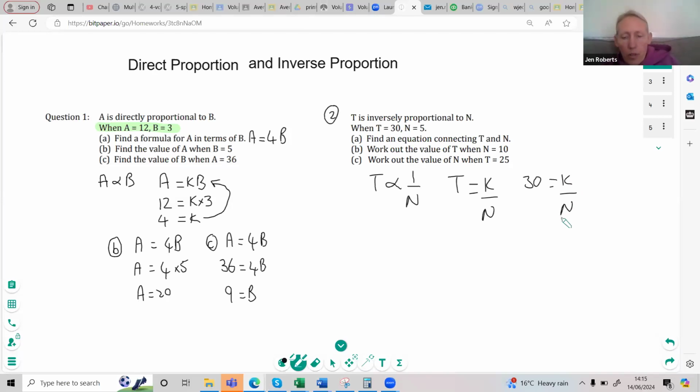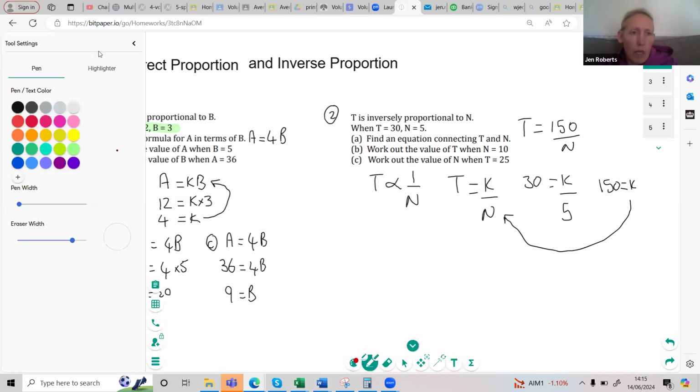Again, we have our constant of proportionality here, which is K. How do you make K the subject? Times both sides by 5, so K is 150. So what's our formula? Well, we need to put that back into there. Now we know our K. So because K is 150, T equals 150 over N. That's your answer to part A.